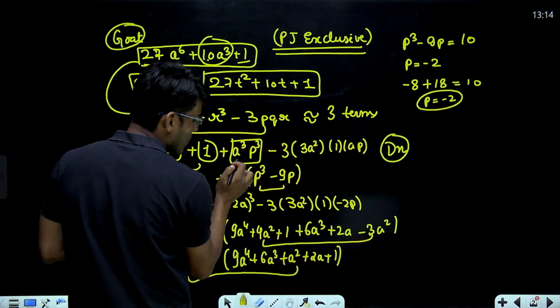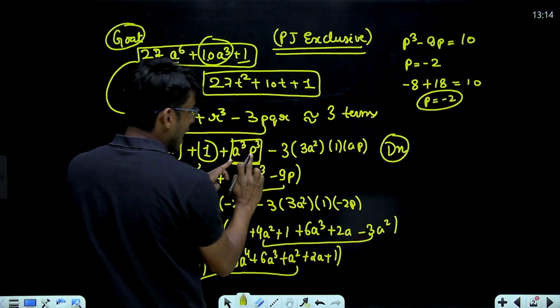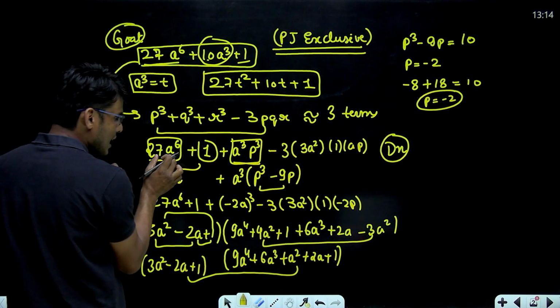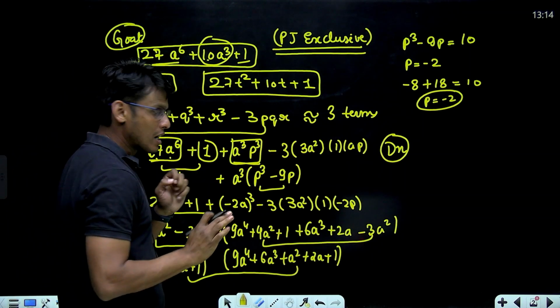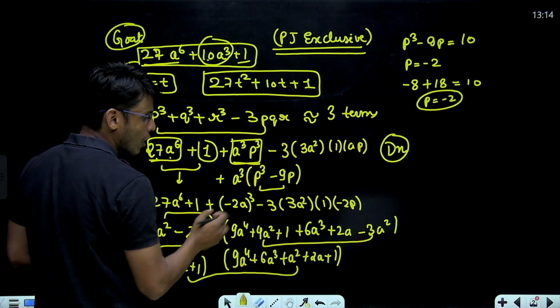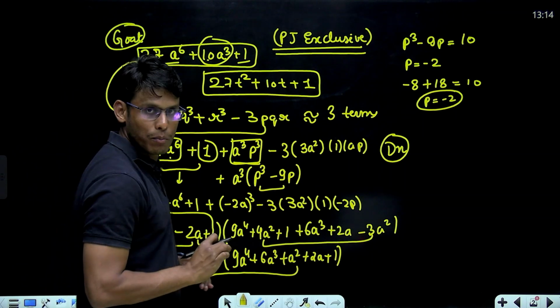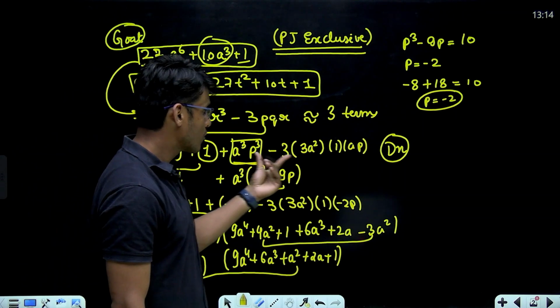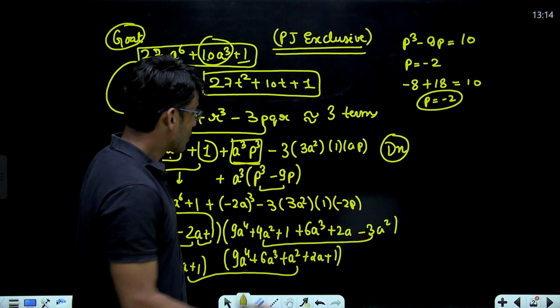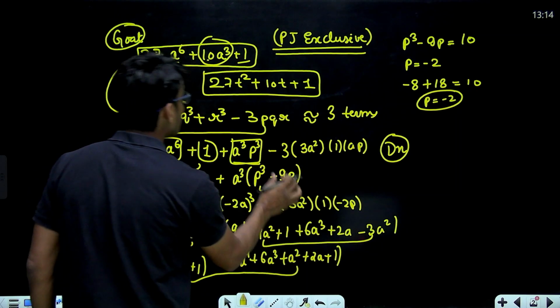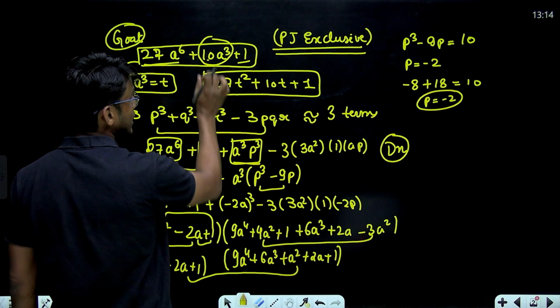I have added one perfect cube here, and then I have written minus 3a square from here, 1 from here and ap from here. So what is the coefficient of a cube now? A cube is p cube minus 9p, right? You can see p cube is coming from here, minus 3p is minus 9p is coming from here. Now what do we have here? P cube minus 9p is equal to 10.